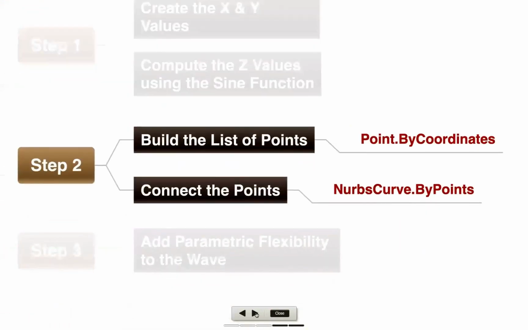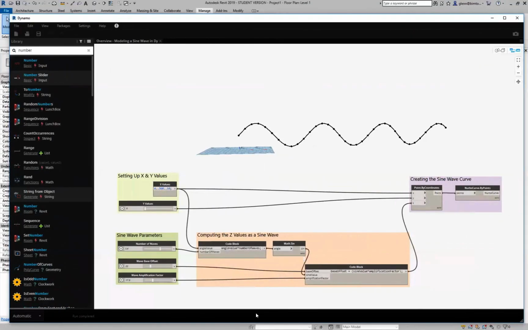Now, after we compute those basic values, we want to create some points out of those x, y, and z values and then connect them together using the NURBS curve by points node. So back over in the example, you can see we can take the x and the y values. The z values are coming out of this lower part. Originally I had just math sine, but we're going to do a little enhancing to that. And then we have the x, y, z values here being fed into a curve. That's what we're seeing up here.